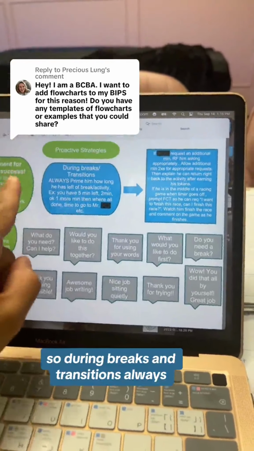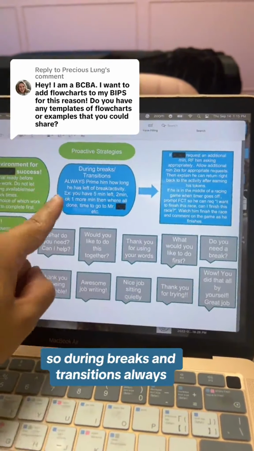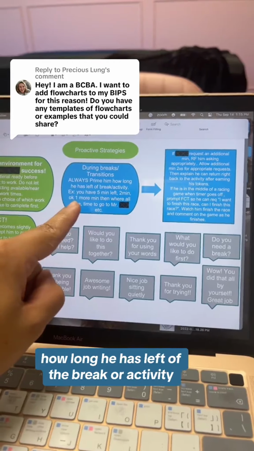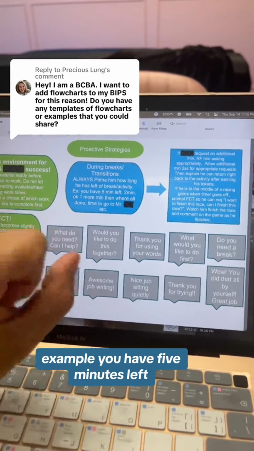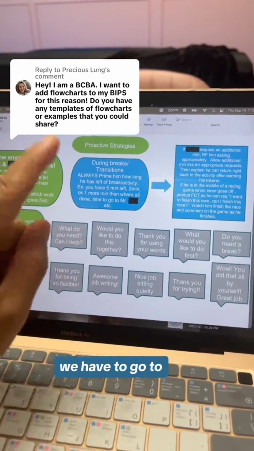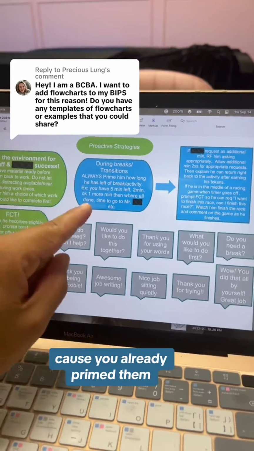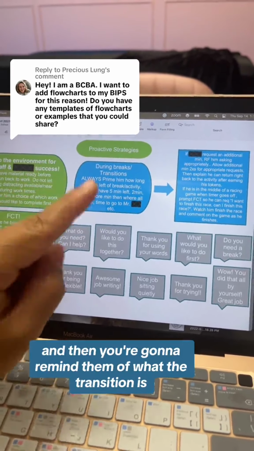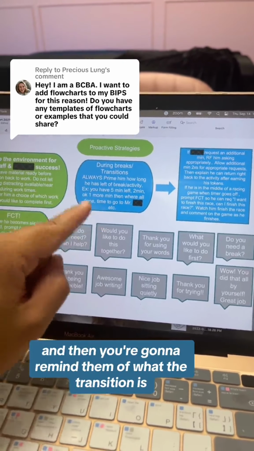This is big too. During breaks and transitions, we're always priming him on how long he has left of the break or activity. Example, you have 5 minutes left, and then you prime again at 2 minutes. Okay, 1 more minute, then we're all done. We have to go to that 1 minute mark because you already primed them 2 times. So that third time is like, all right, we've got 1 more minute. And then you're going to remind them of what the transition is after that 1 minute.